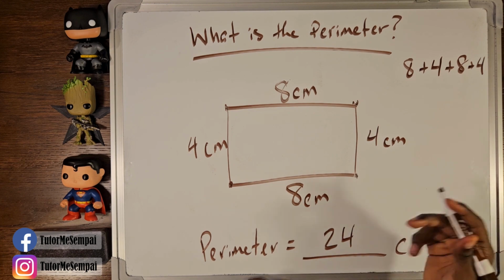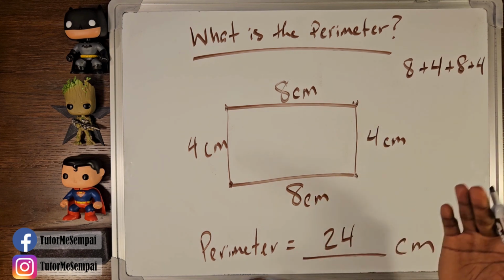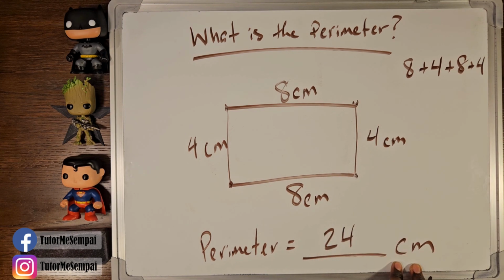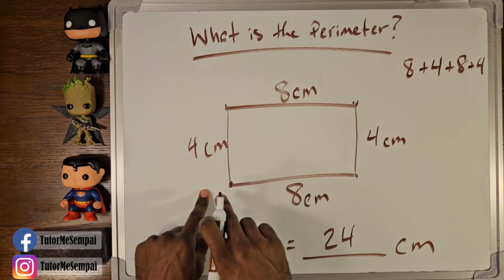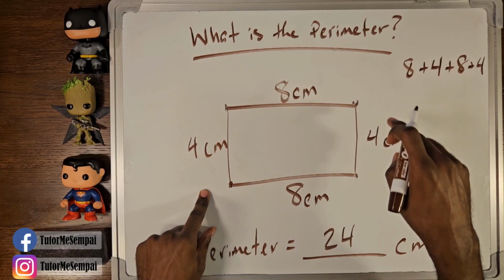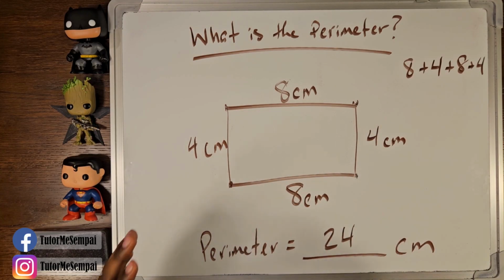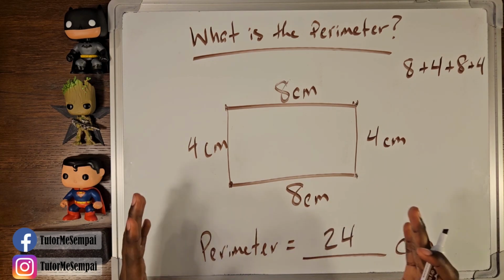Now, once again, 24 what? We have to have our units. Luckily, we already have it down here. It's 24 centimeters because you went 8 centimeters, 4 centimeters, 8 centimeters, and 4 centimeters. So you're gonna have 24 centimeters for your perimeter.